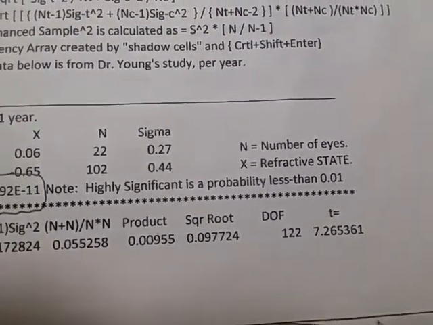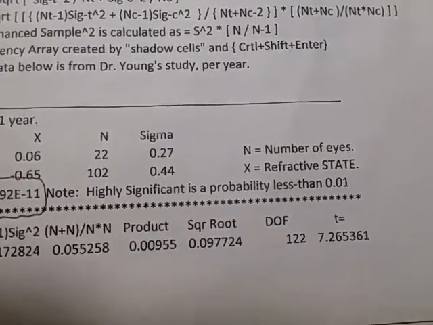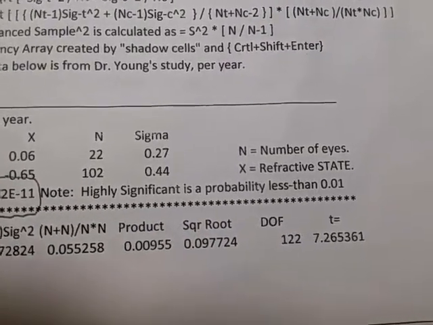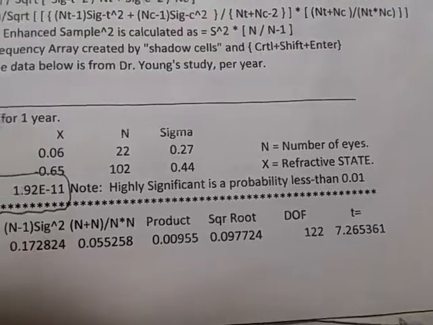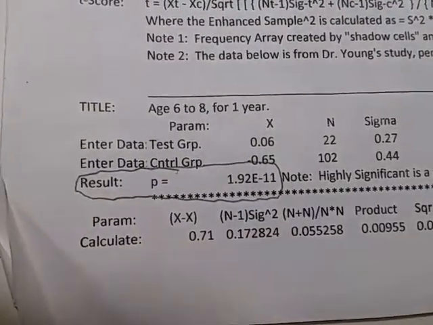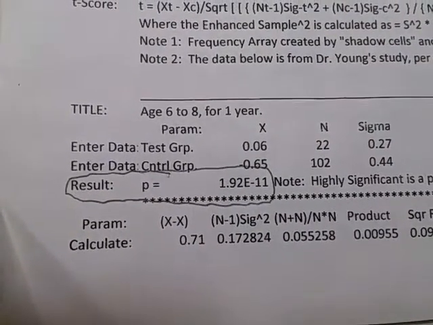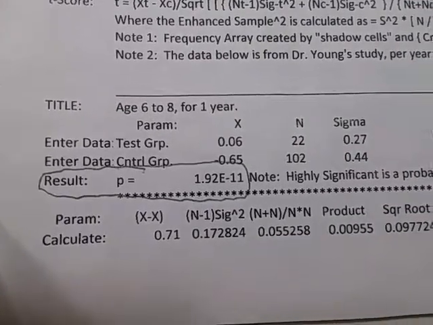There is a calculated t-value of 7.2. That doesn't mean a lot, although it's valid in statistics. What really counts is the p-value for 1 year. It was 1.9, as you see.